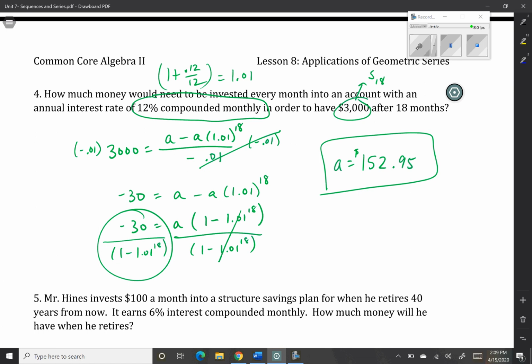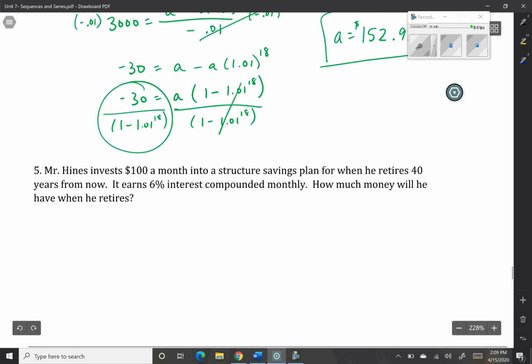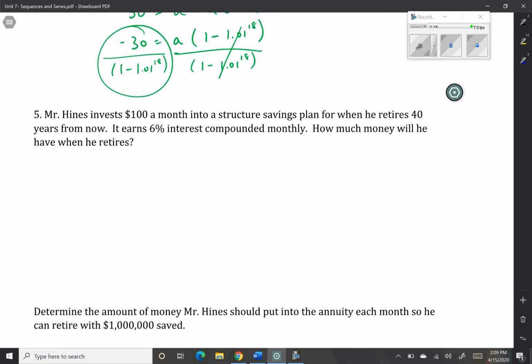So let's use Mr. Hines as an example. He's young, so he's probably starting to think about how he could retire. So it says Mr. Hines invests $100 a month in a savings plan. So when he retires 40 years from now, he has all this money that he can use. It says it earns 6% compounded monthly. How much money will he have when he retires?